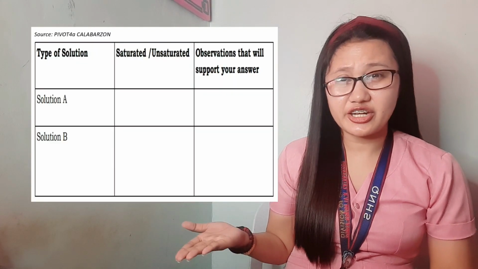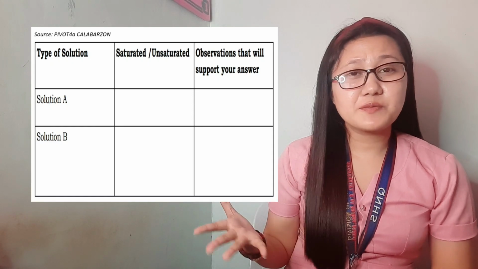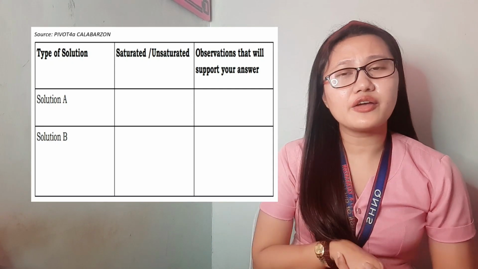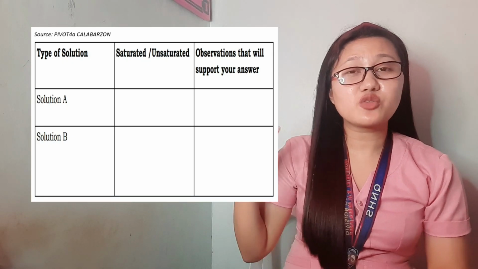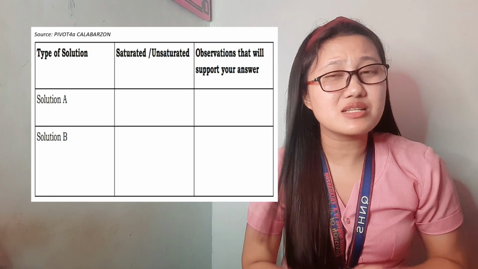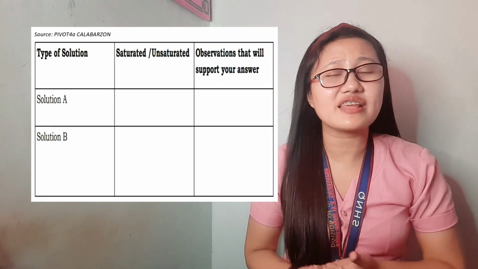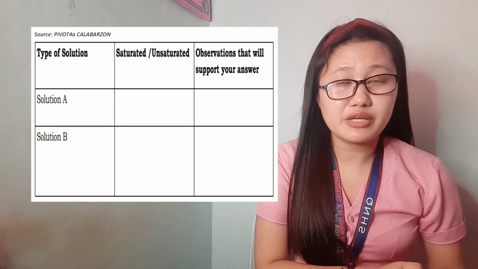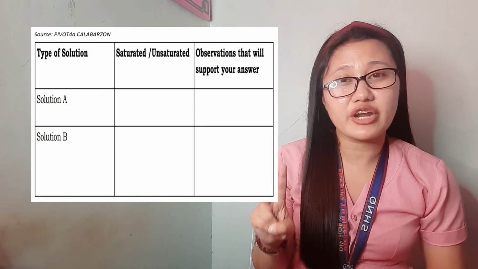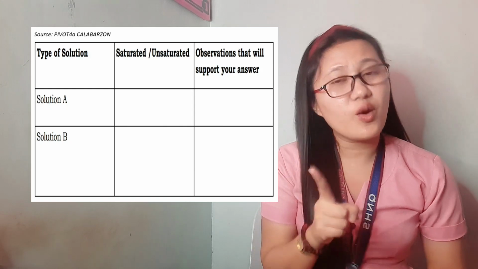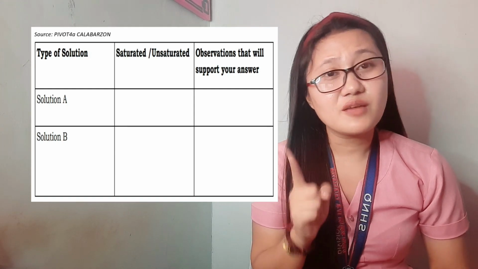For learning task number 1, you have to complete this chart. There is the type of solution, solution A, solution B. You will write saturated or unsaturated. You will write your observations that will support your answer. And I already showed in the video what we observed in solution A and solution B. Solution A is our cup A, the one with 2 tablespoons of sugar. And then cup B, that is only 1 tablespoon of sugar.